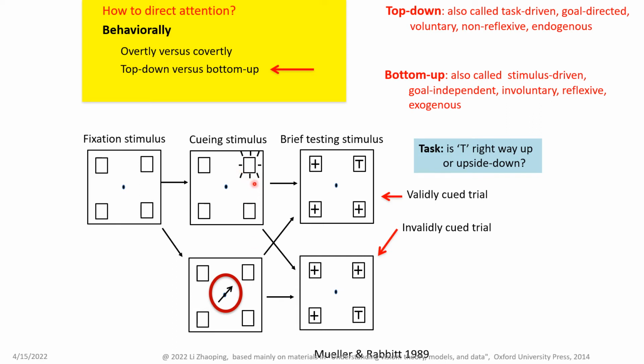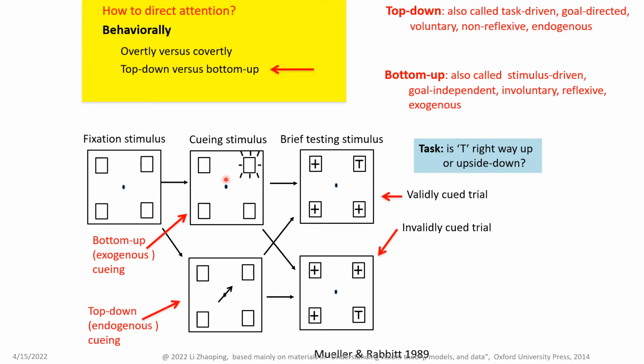This cueing by a flash is called bottom-up or exogenous cueing. It gives information directly at a candidate target location. This cueing by an arrow is called top-down or endogenous cueing. It gives information symbolically and indirectly, not at a candidate target location. Both types of cueing can be valid or invalid.